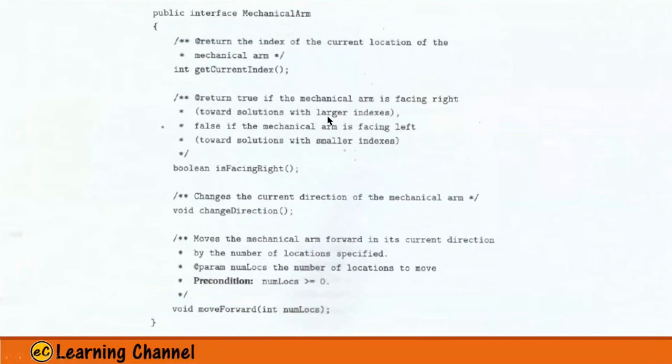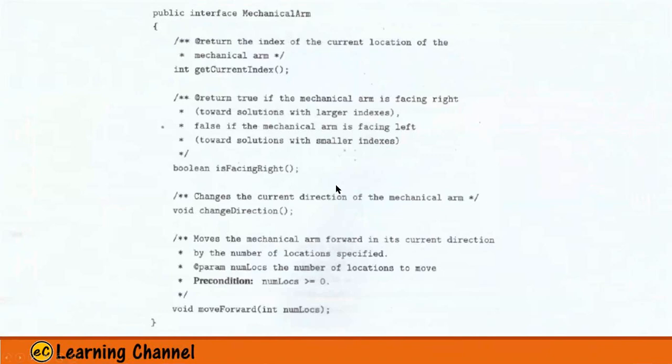Let's go back to the arm's description. This arm, you can only get the current condition, and you need to know whether I'm facing forward or backward. And change direction is to change my direction, either forward or backward, and then move forward a few steps. If you are facing right, you are moving forward. If you are facing left, you are moving backward.